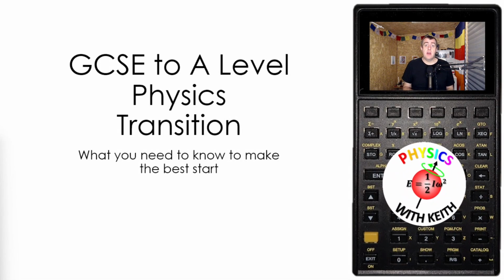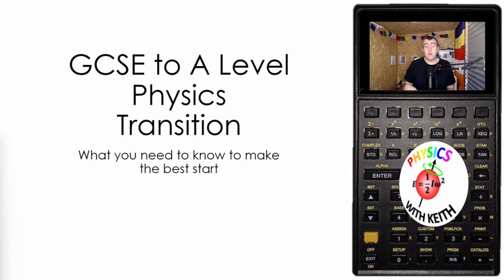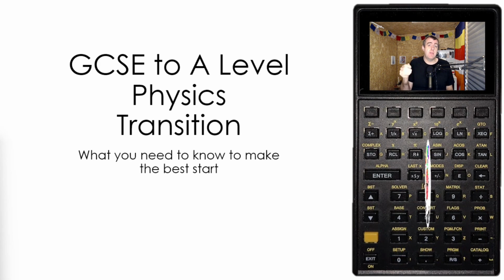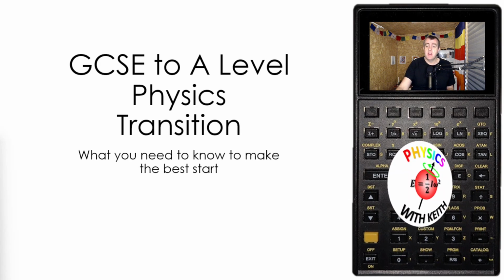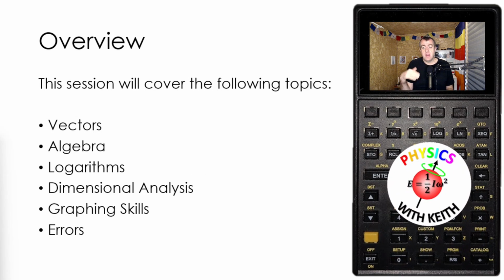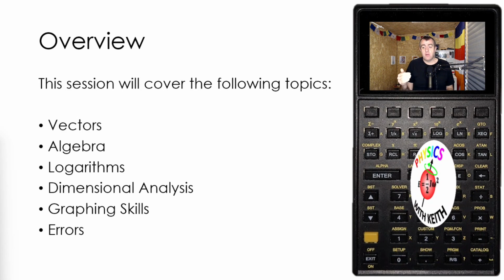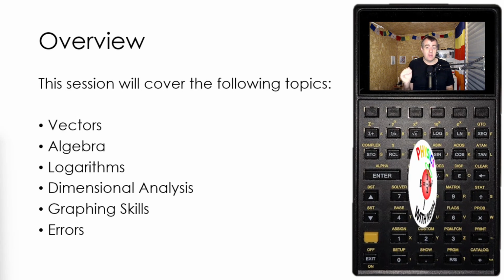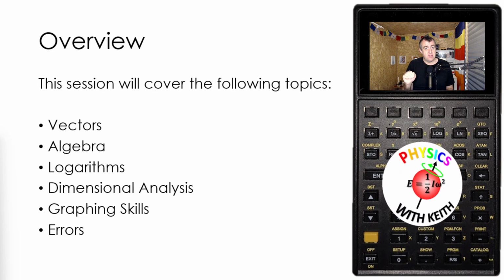In this video, we're going to have a look at what you need to learn before you start your A-level in physics to make the best possible start, the transition work. We're going to look at these 6 topics: vectors, algebra, logarithms, dimensional analysis, graphing skills, and errors and uncertainties.